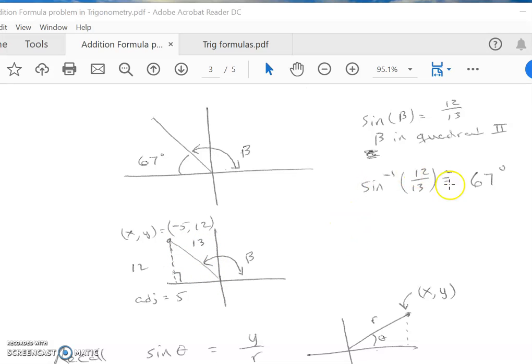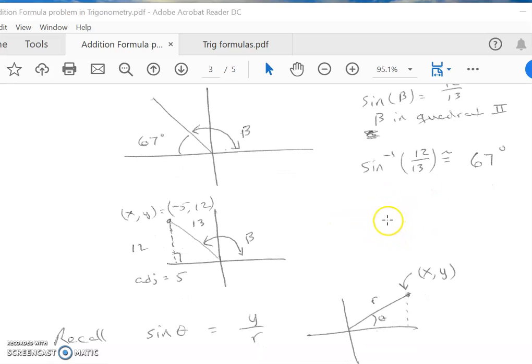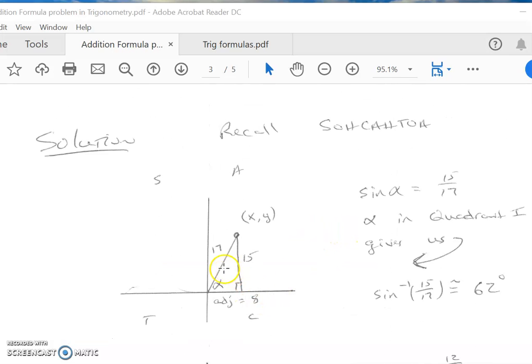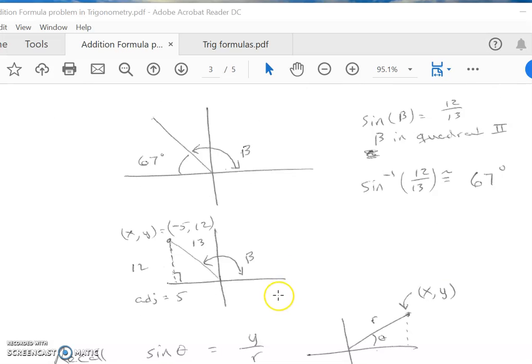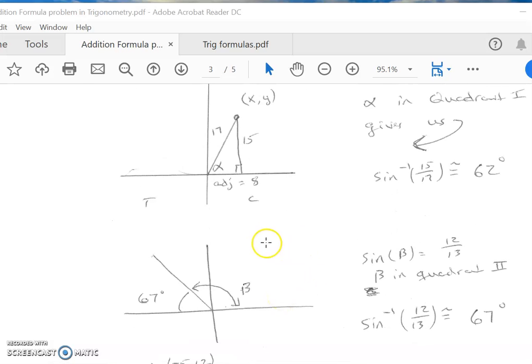That's 12 over 13. And again, just to help me draw my cartoon, I did the sine inverse, and I came up with what the angle is, 67 degrees. So this angle right here is 67 degrees. Now once I know these two sides of the triangle, I can easily calculate the remaining side because of the Pythagorean theorem. If I know this is the hypotenuse and this is one side, I'm going to call the other side adjacent, and I can very easily do the calculation.